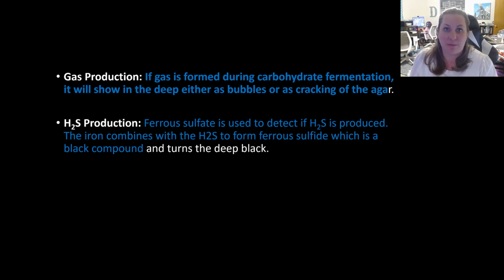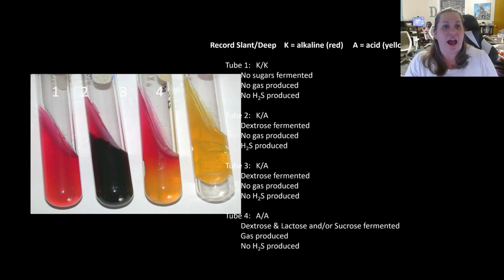All right, so let's take a look at some positives, negatives, that kind of test. Over here, I have 4 different tubes. If I'm looking at all 4 tubes, the first tube, you'll notice it's all red. So we mark this as a KK because it's alkaline. Alkaline is going to be the red. No sugars were fermented. You'll also notice that the agar is intact, so there's no gas. And because there's no black, there is no H2S produced. So that's a negative for all of them.